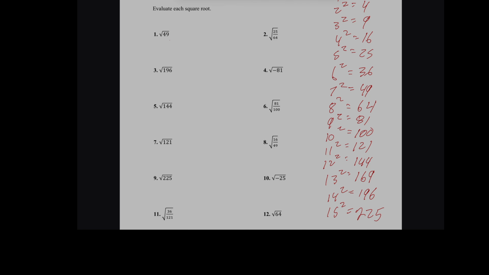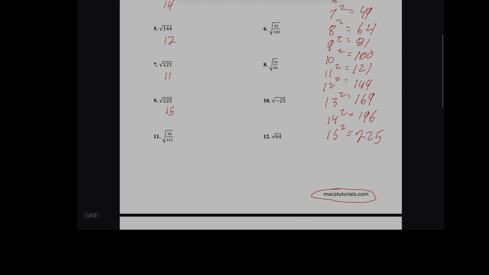What's the square root of 49? That's 7. 196, 14. Start memorizing these. 144 is 12. 121 is 11. 225 is 15. Here's where we need to stop and think.